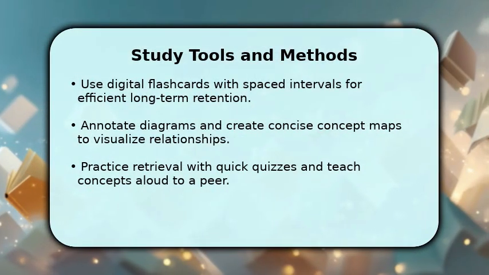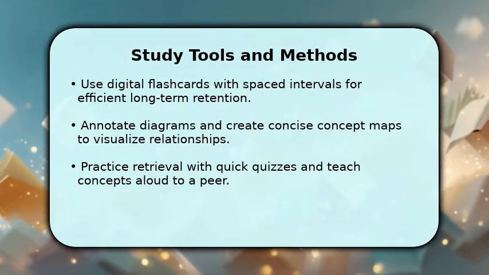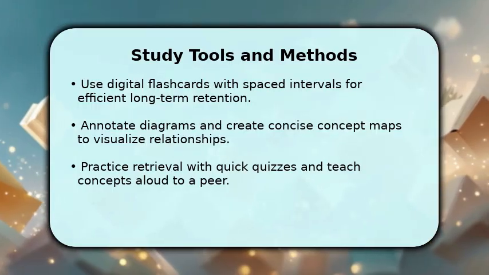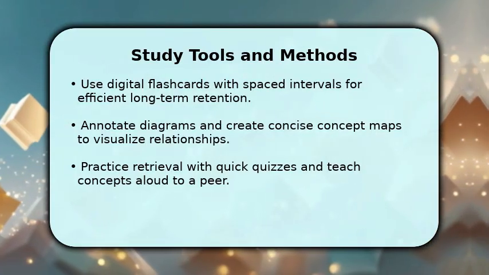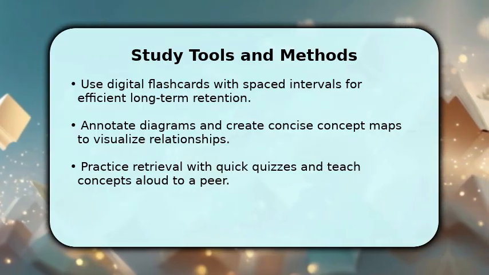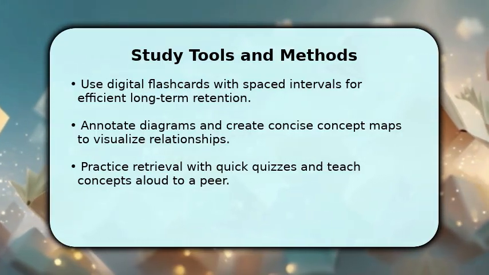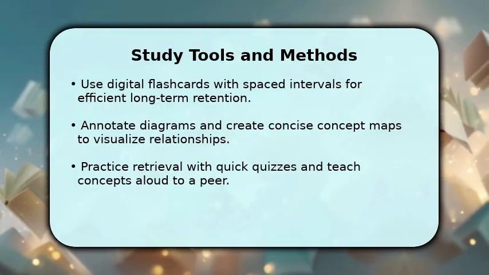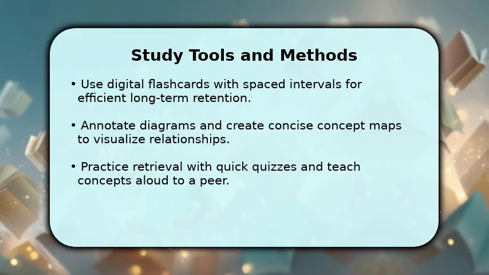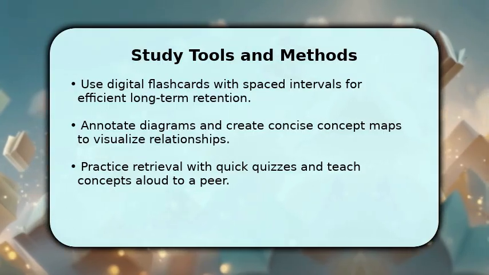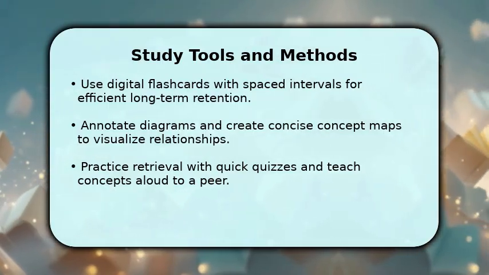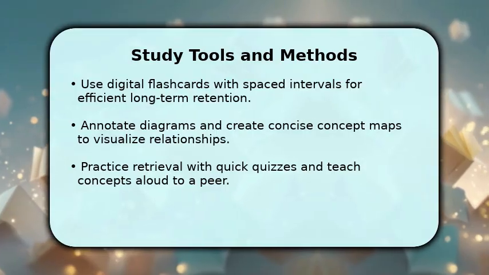Start by picking reliable resources like atlases, concise review books, and online anatomy apps for labeled visuals. Create digital flashcards with images and brief prompts, then schedule reviews with spaced repetition software. Draw simplified concept maps to link muscles, nerves, and vessels, and narrate explanations out loud to strengthen recall.